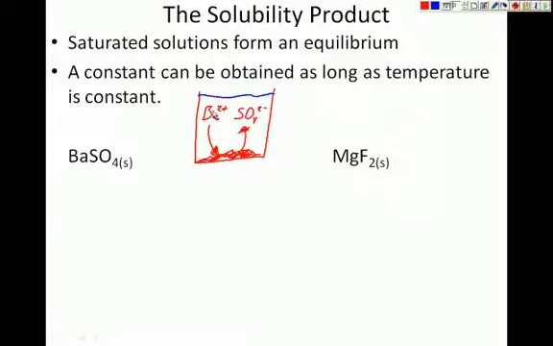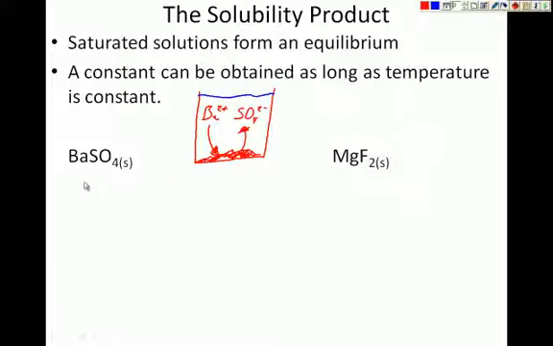But there's a forward reaction that is constantly happening, dissolving, and there's a constant reverse reaction of crystallization. And this stays at equilibrium. So a constant can be obtained as long as the temperature is constant. As long as all the conditions are constant, then we can get a constant number out of it.